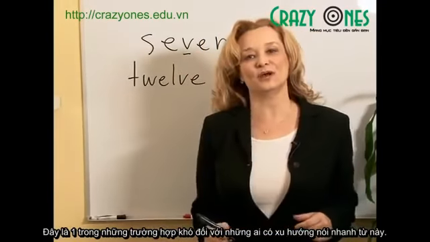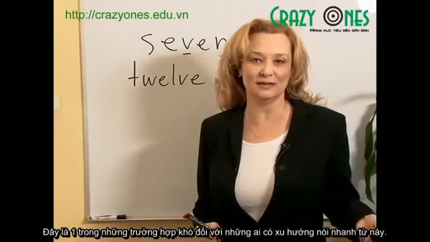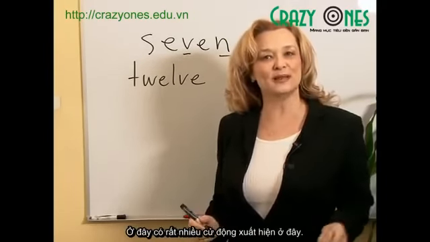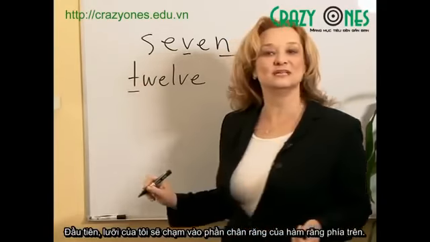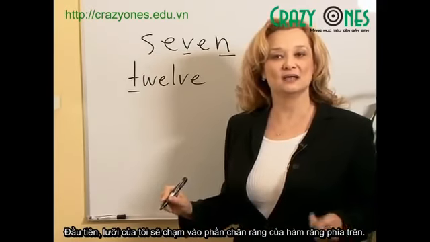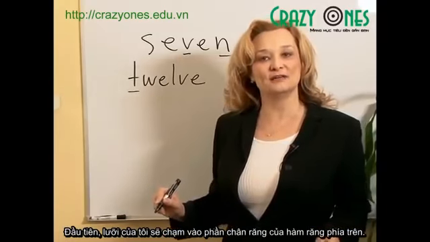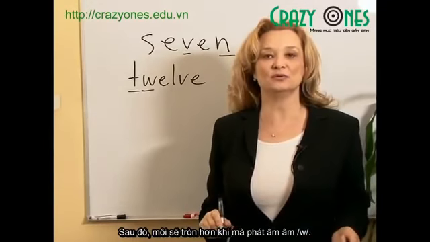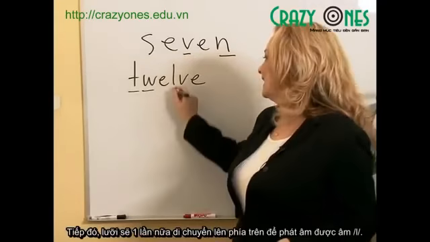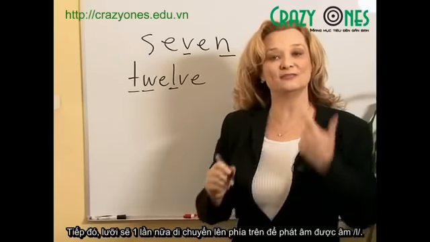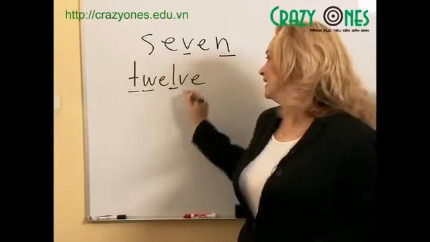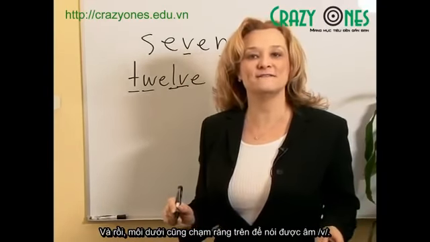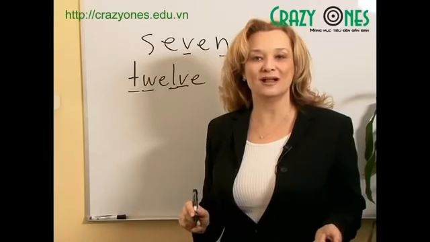This is a difficult one for people who tend to speak quickly. Watch me. 12, 12. There's a lot of movement that happened here. First, there was a tongue, t, t, t, touching behind my upper teeth. And then we round our lips for the W, tw, tw. And then the tongue goes up again for the L, l, l. And then the lower lip touches the upper teeth for the V, 12, 12.